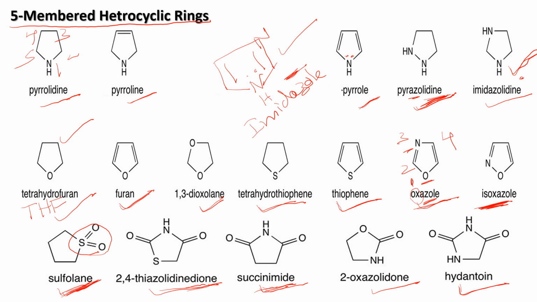Hydantoin, when you are studying about anti-epileptic drugs, there you will see in phenytoin. Phenytoin is a drug which is used to treat epilepsy. There you can see hydantoin. How to write it: just write imidazolidine, with that, second and fifth position ketone group.